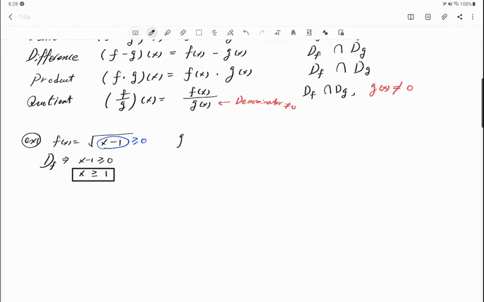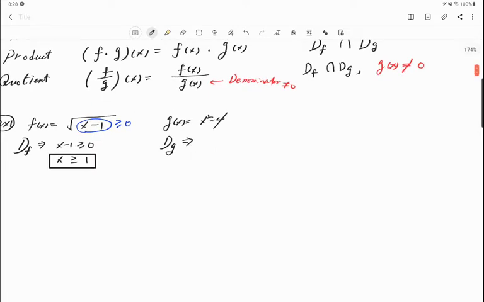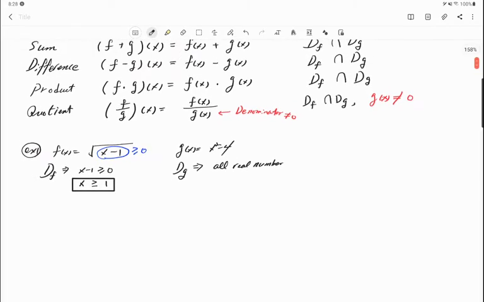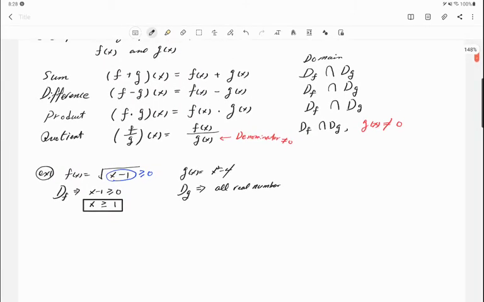How about g of x? g of x is x squared minus 4. Then what's the domain of this function? The polynomial is always all real numbers. In a polynomial, x can be any real number.